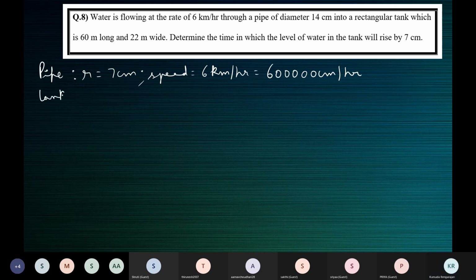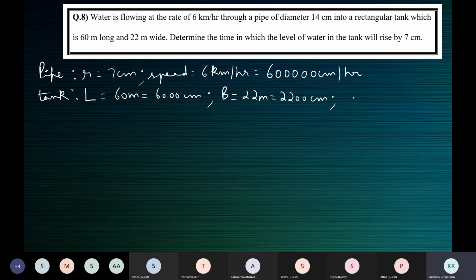For the tank, we know the length of the tank. The length of the tank is 60 meters, that is 60 followed by 2 zeros in centimeter. The breadth of the tank is 22 meters, 22 followed by 2 zeros in centimeter. And the height of the tank we don't know. We are only interested in the height of the water. The height of the water in the tank is 7 centimeters. The height of the tank may be anything. We are only equating the water in both the cases. So the height of the water is 7 centimeters.